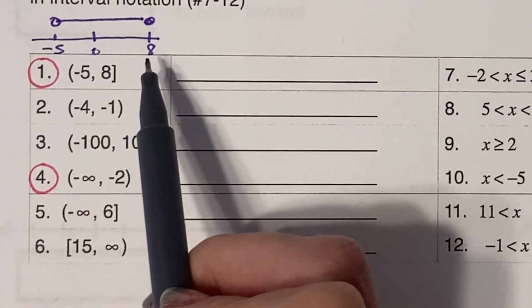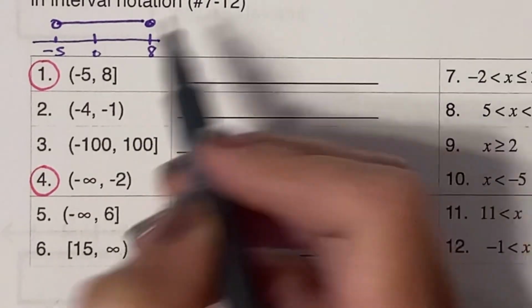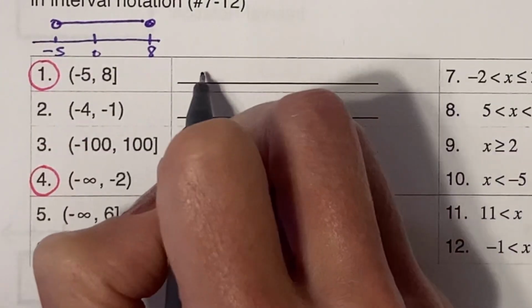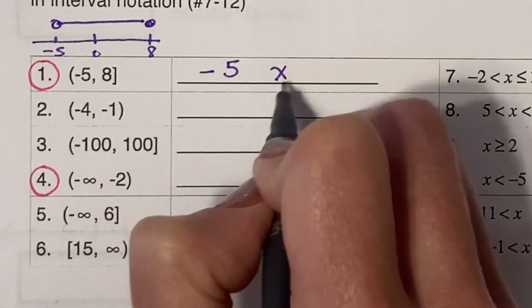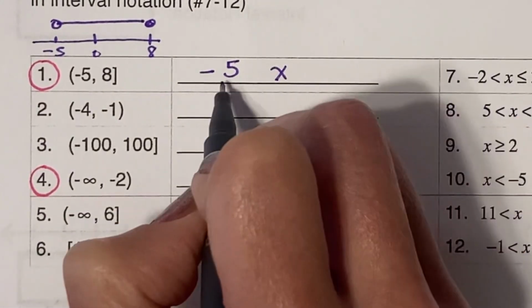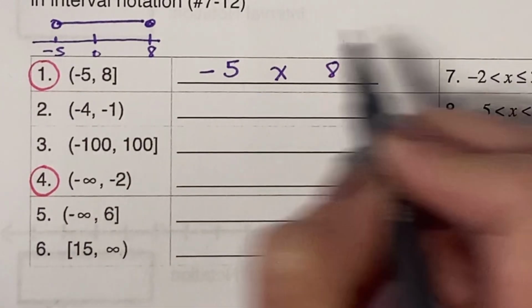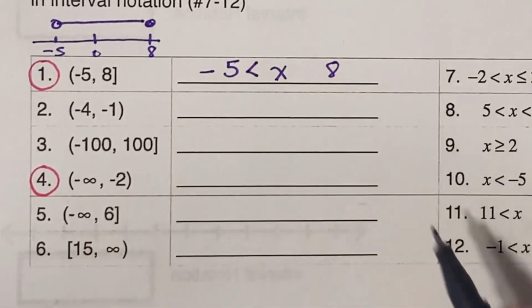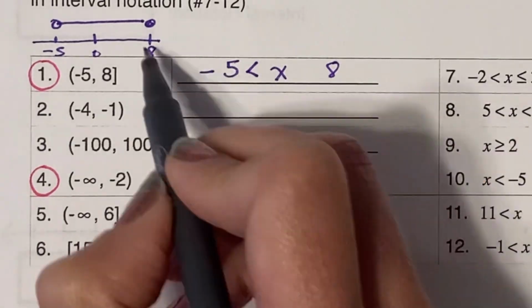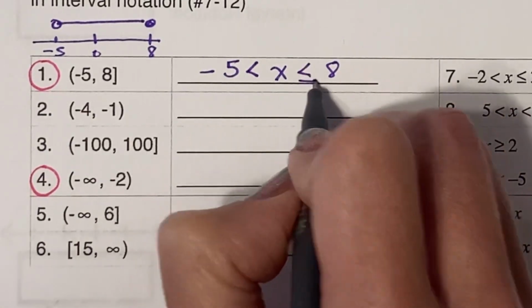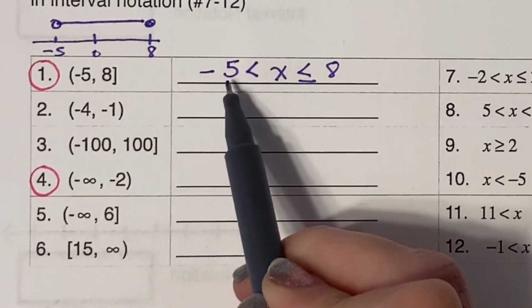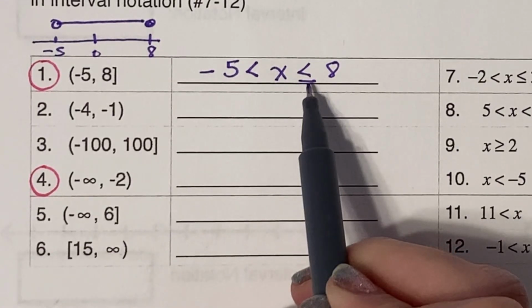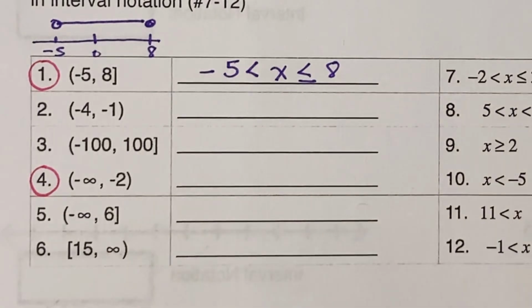Okay, how would I write that as an inequality? Well, let's see, my smallest number is -5. And then I'm looking for all of the values, all of the x unknown values in between -5 and 8. -5 is not included, so it would be that symbol. And then 8 is included, so it would be that symbol, okay? So all of my values have to be bigger than -5, but smaller than or equal to 8.